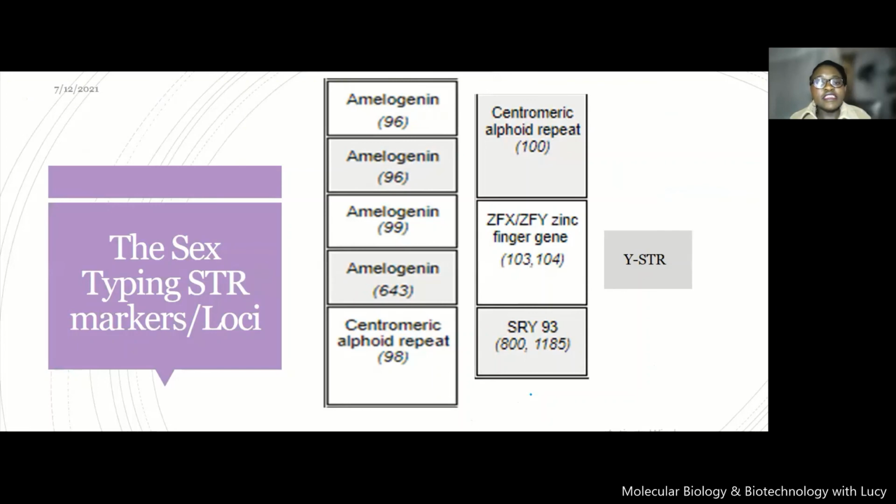We have amelogenin, we have centromeric alphoid repeats, we have the XF, ZFX, ZFY, zinc finger gene, SRY93, and of course the YSTR. Okay, that's quite a chunk on the DNA profiling methods. Very useful for population genetics, forensic analysis, and any other form of dispute that wants to identify individuals.